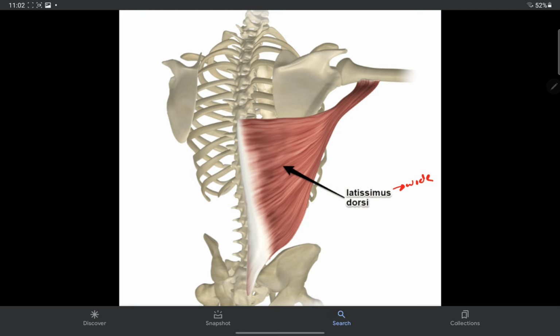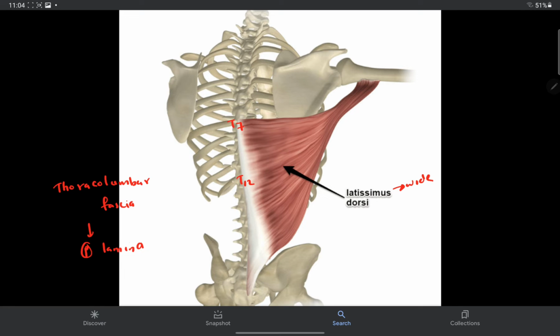It is originating from the lower 6 thoracic vertebrae, that is from T7 to T12, their spinous processes. Lower down, it is attached to the posterior lamina of the thoracolumbar fascia, to the lumbar as well as the sacral vertebrae spinous processes indirectly, because between them there is the thoracolumbar fascia posterior lamina. So it is indirectly attached to the spinous processes of the lumbar as well as the sacral vertebrae.